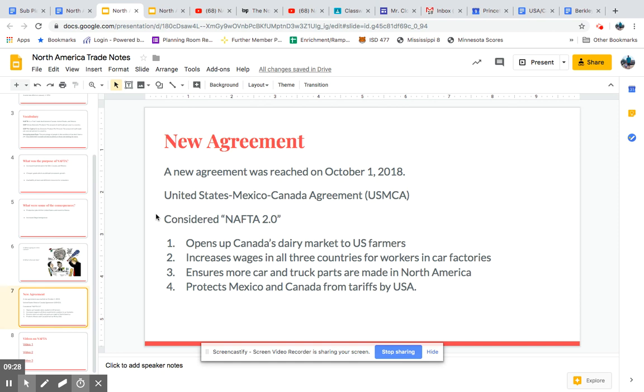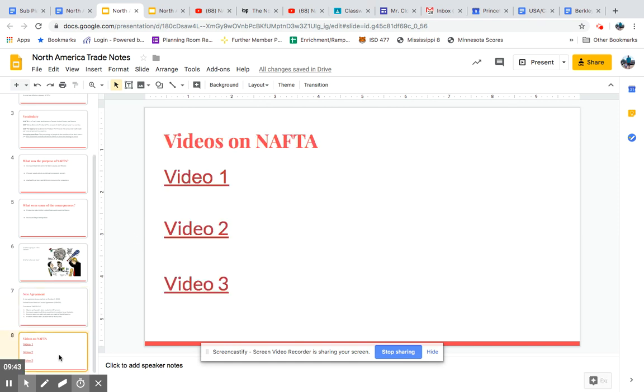So those are the 4 things. I don't expect you to memorize those. That just gives you some information. But big idea, the North American Free Trade Agreement, or the United States-Mexico-Canada Agreement 2.0, it opens up free trade between the 3 countries. And finally here, I got about 15 seconds left. Watch these 3 videos. This is going to help you understand what NAFTA does and how it impacts the 3 countries involved.